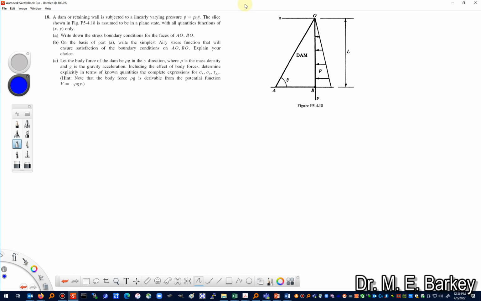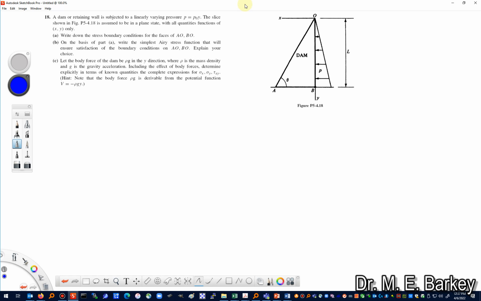The slice shown in the figure is assumed to be in a plane state with all quantities a function of x and y only. So we're looking at two-dimensional elasticity. We're also looking at small deformations and so forth. Write down the stress boundary conditions for the faces OA and OB. I'll probably end up writing that down as OA, OB.